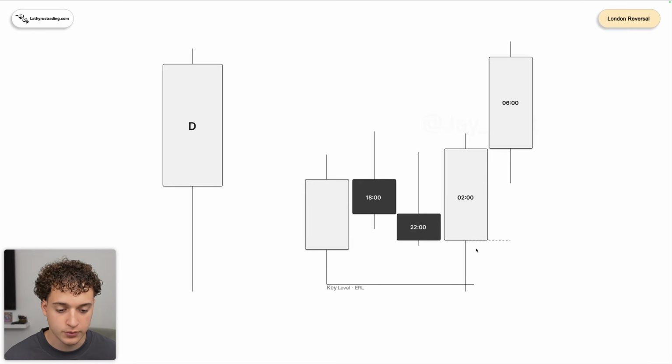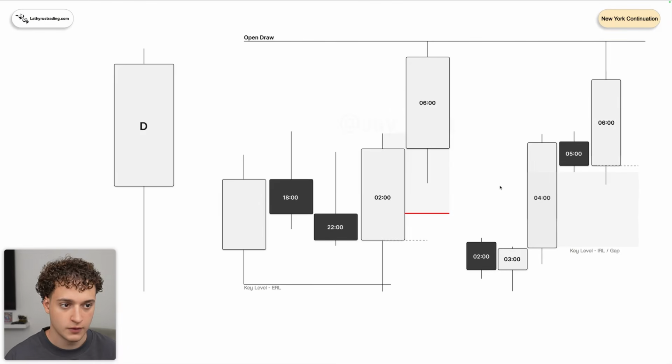Has that wick that supports expansion, reverses away, right? So now we want to see London just trade towards its draw on liquidity. And like the previous example that we have, if London does not take that draw on liquidity, we could expect 6 a.m. or New York open to come and trade towards that draw on liquidity. So as we see here, we have a London reversal to New York continuation framework where London reverses but doesn't take the draw, so we could expect New York to continue higher.